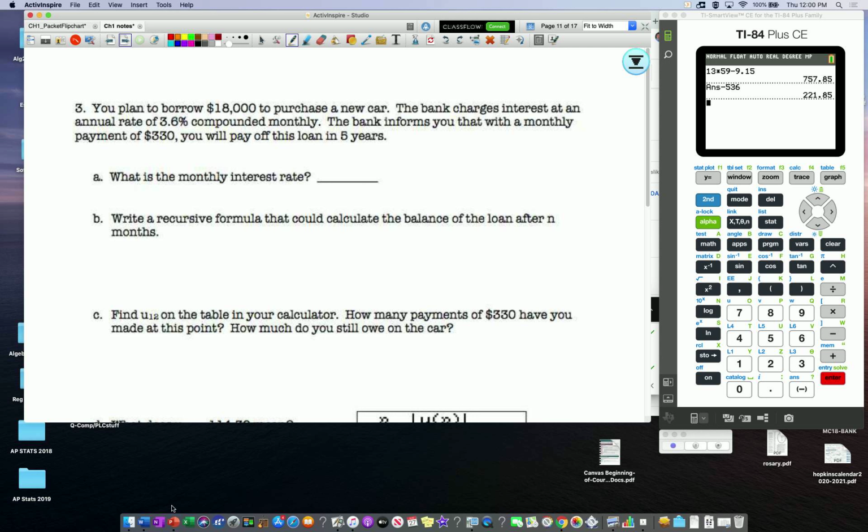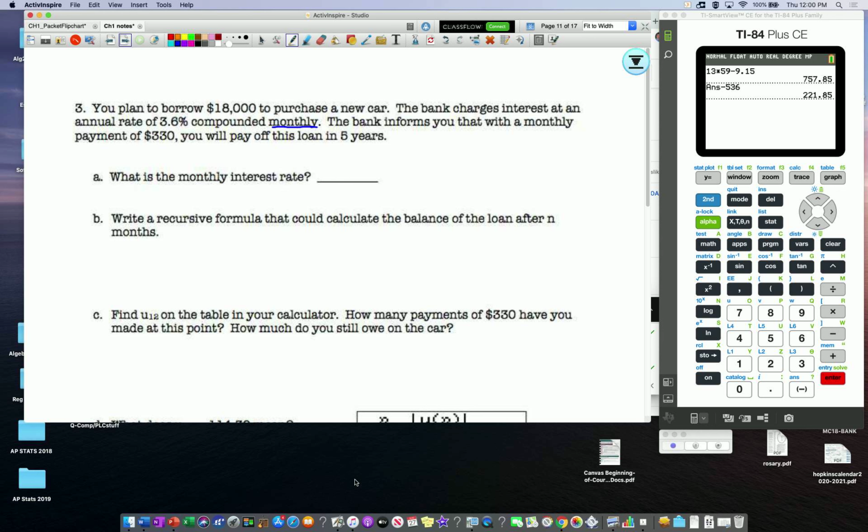So number 3 here, it says you plan to borrow $18,000 to purchase a new car. The bank charges interest at an annual rate of 3.6% compounded monthly. So that's going to be important. The bank informs you that with a monthly payment of $330, you will pay off this loan in 5 years. That's what they've told you.